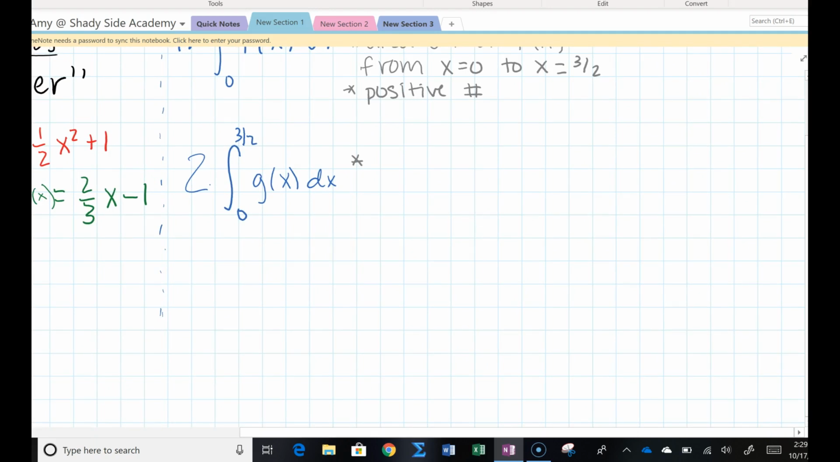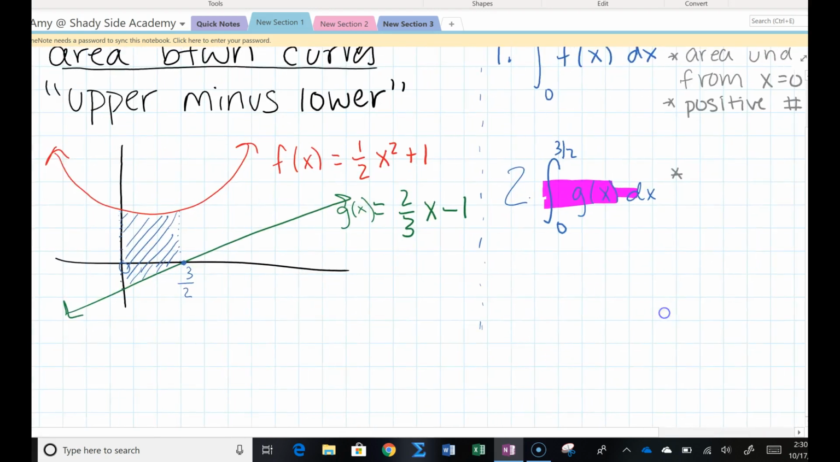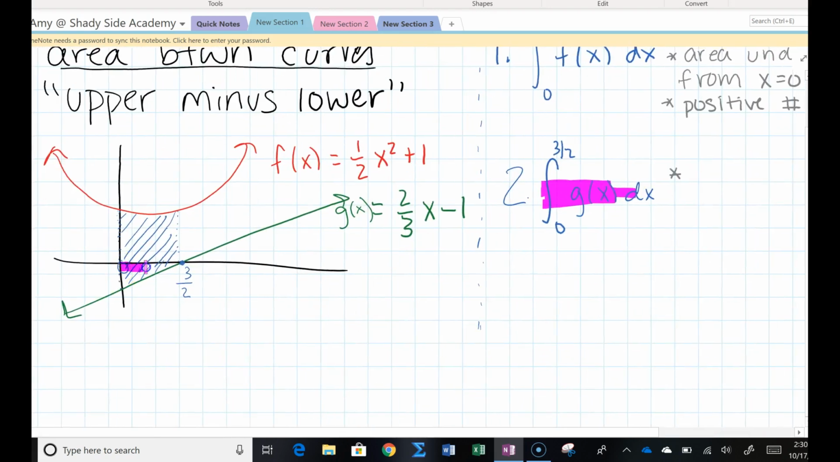All right, now I'm going to show you this. So this is some positive number. This is some negative number. It's a negative of the number that is the area below. So then what is this one? The definite integral from 0 to 3/2 of f of x minus g of x dx.